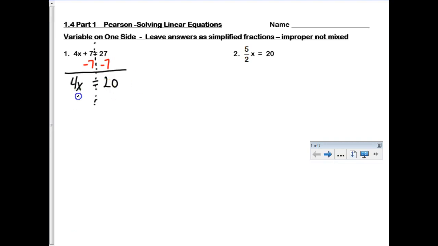Now's not the time. Alright, so here we're going to divide both sides by 4. And we get x equals 5. And that's how I want to see your work as well.